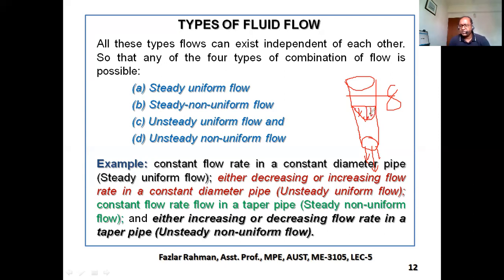But if it is constant diameter, then all the fluid particles will travel with the same velocity. So in that case, your velocity profile will be just like that. Let me draw an arrow, velocity profile will be like this. Okay. So if a flow is increasing or decreasing in a taper pipe, that is the example of unsteady non-uniform flow.